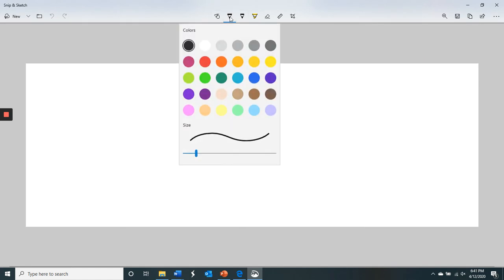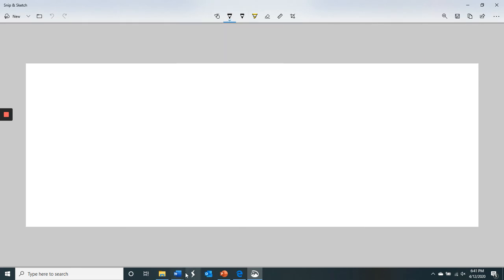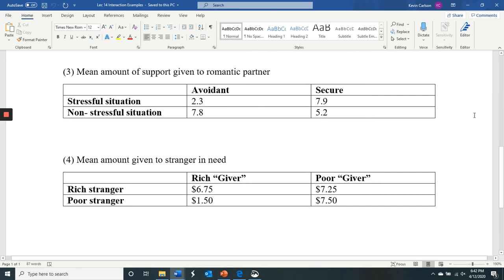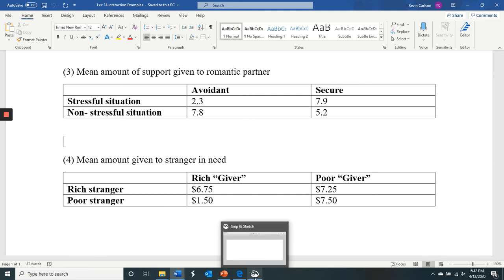And there it is. I have to remind myself what 3 is. So here was that study where we're putting a couple in a lab situation and they have to do something together, and we give them either a stressful situation or a not stressful situation, and we see how much support they give to each other in this task that they're trying to do together. And we're also seeing whether that partner who is secure versus avoidant influences their level of support.